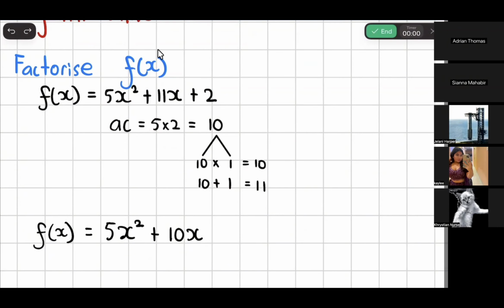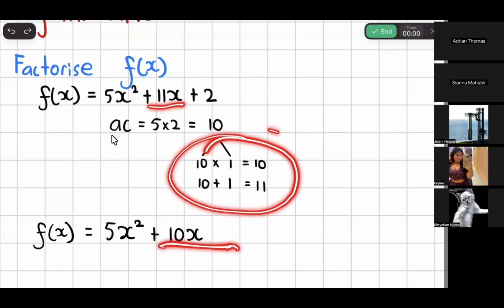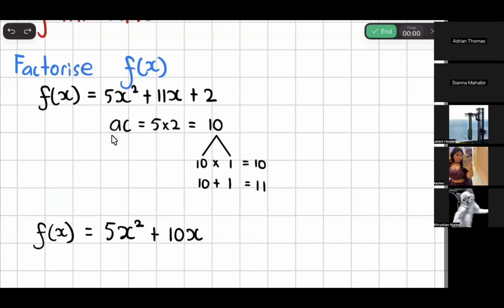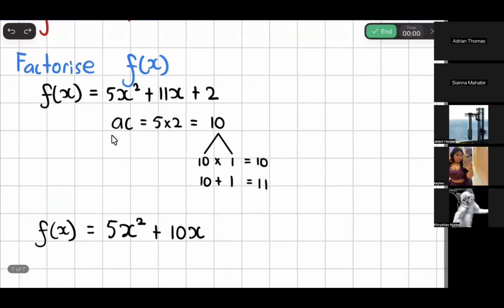Five x. No. The whole point of this is that you are not changing anything, you're just writing it in a different form. So instead of writing 11x, what would be the exact same thing as 11x? And this is your big hint. 10x. No, 10x is not 11x.